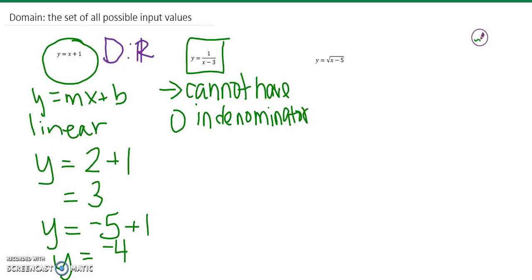To calculate where the function is undefined, we can set the denominator x minus 3 equal to 0. If the denominator is equal to 0, this is where the function is undefined.